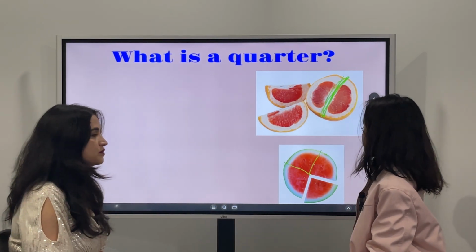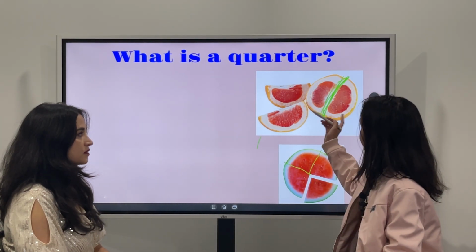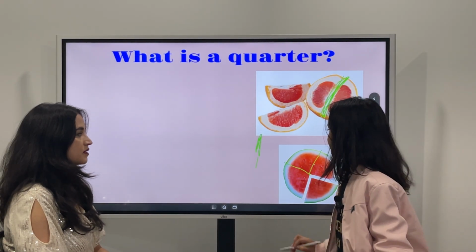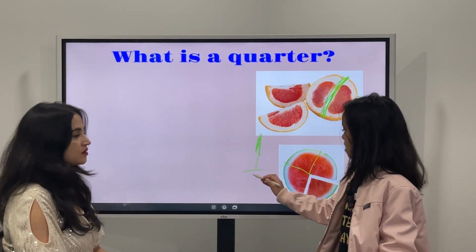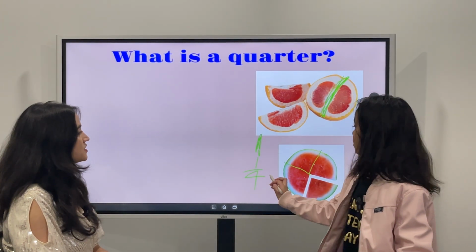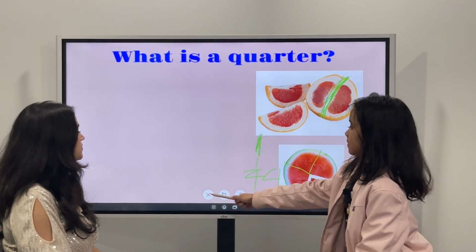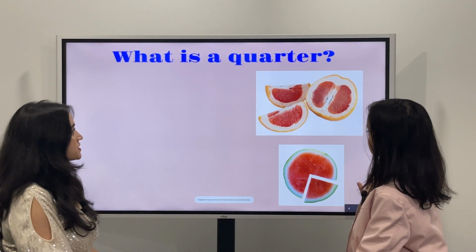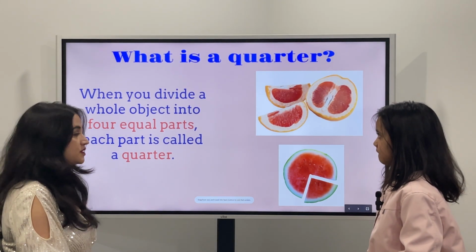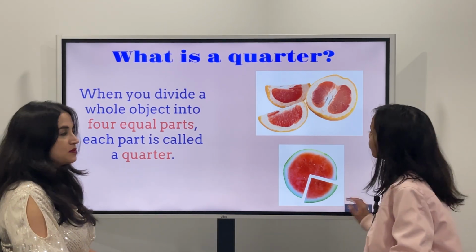And how do you write a quarter? So there's 1. This is all 1. And I need to write it. And then this, 2. And then 4. Good. Okay. Let's see what is the definition. 1 divided by 4. 1 out of 4. When you divide a whole object into 4 equal parts, it's called a quarter, and it's written as 1/4. Okay, move to next slide, please.